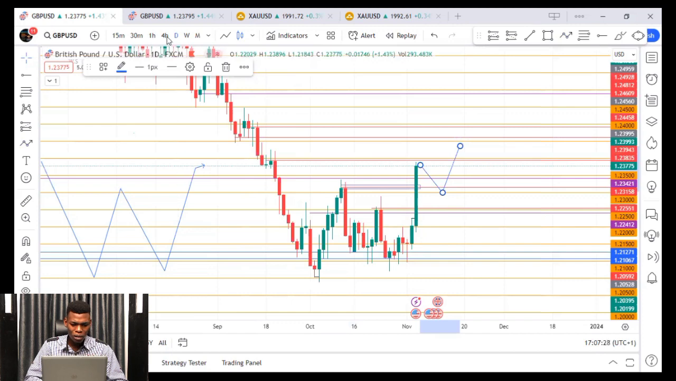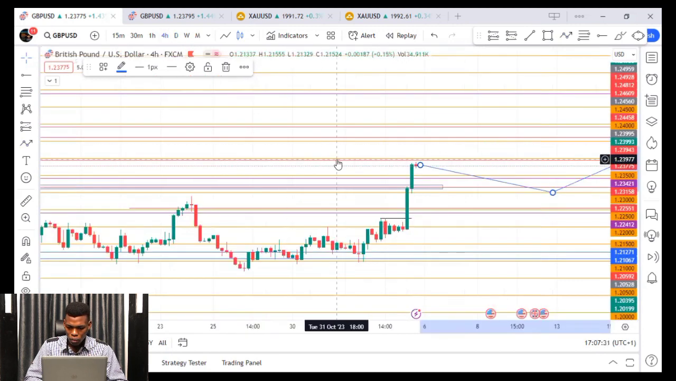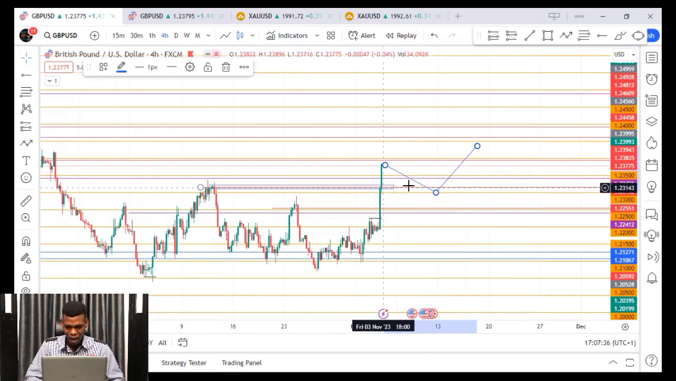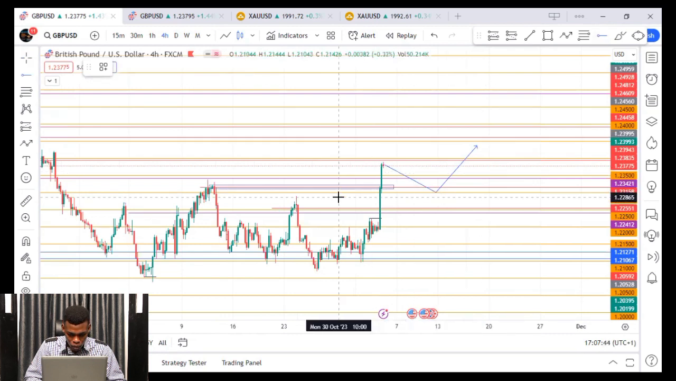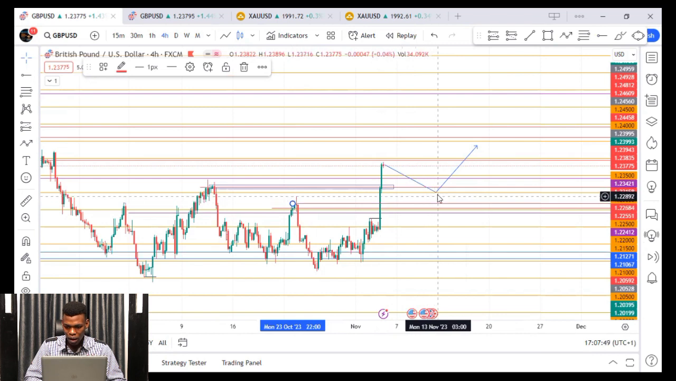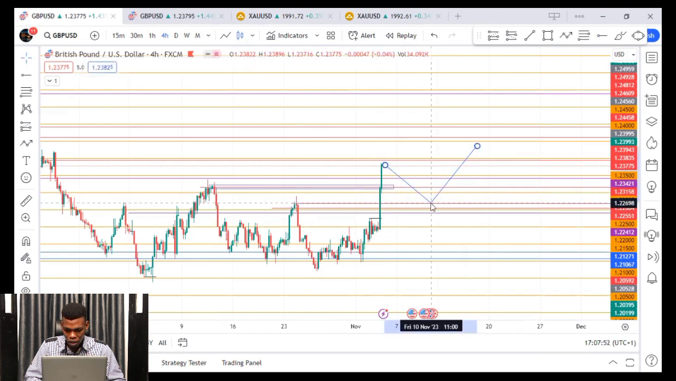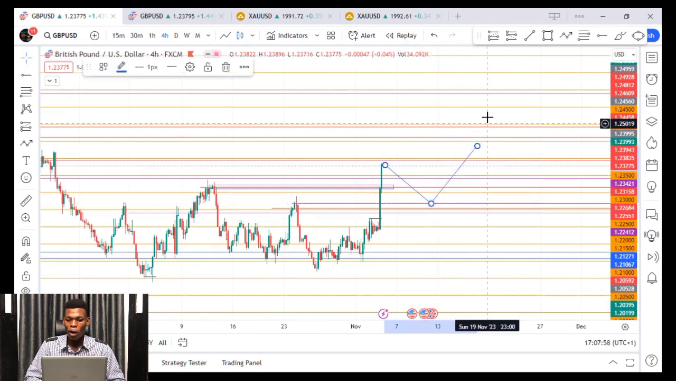Let me just check the 4 hours briefly. Let's see if I can pick something for you. Okay, like I said, just expect that it's likely the market is going to come to this zone, react from this zone, or even get to this place here on the 4 hour time frame, to this zone here. It's likely the market will push down all the way to this place first before going up. So buy GBPUSD this week, and let's cash out from the market this week.